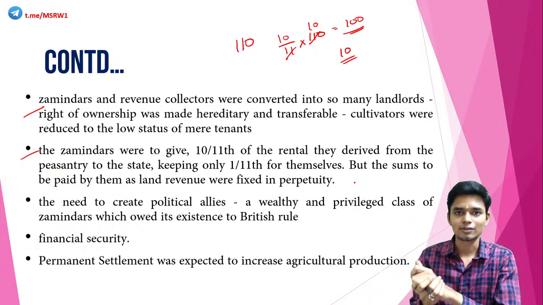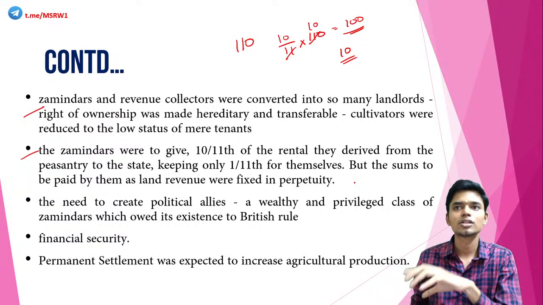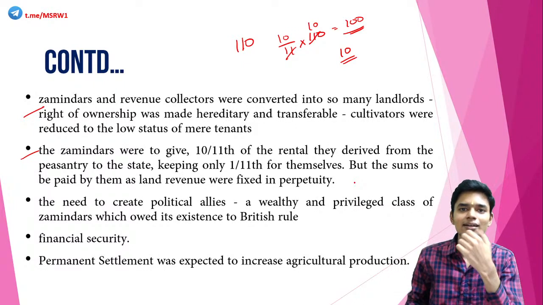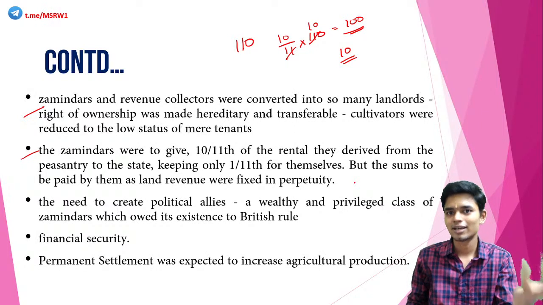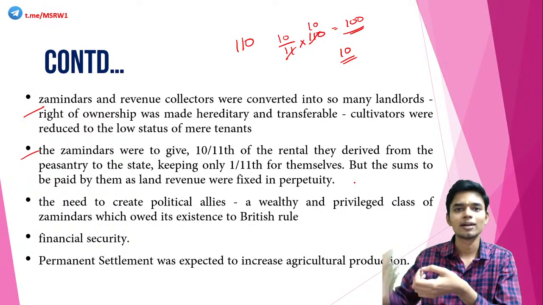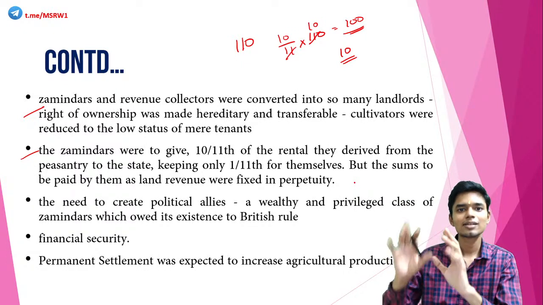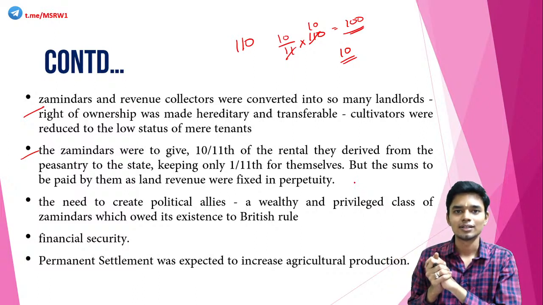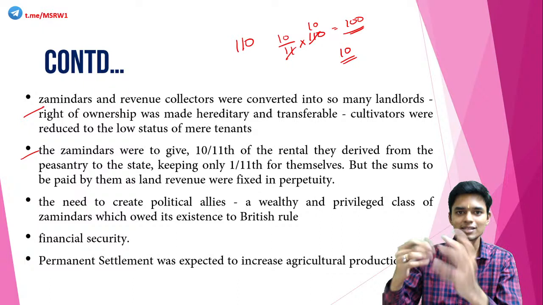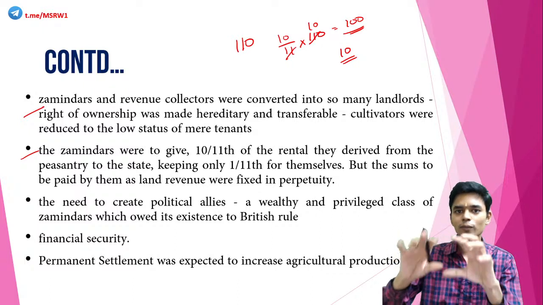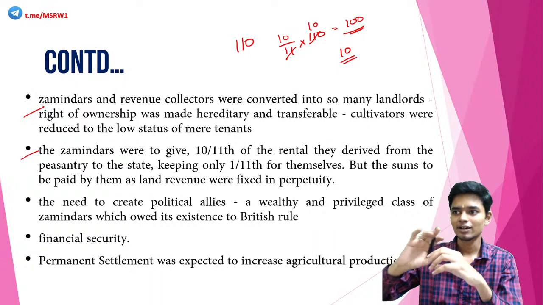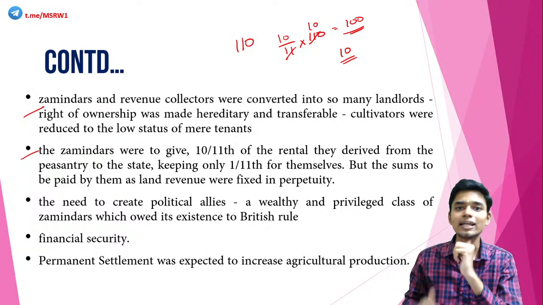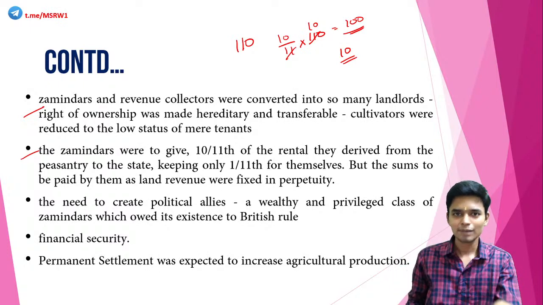Okay, so the problem was that the amount that the zamindar collected was not fixed. The zamindar can collect whatever amount he wants. He can collect 100 rupees, 1000 rupees, 10,000 rupees, whatever he wants. The only fact is that the zamindar has to pay 10 out of 11th to the company and keep 1 out of 11th. Okay, so basically we will see that the permanent settlement system, although in a way it gave a stable income to the English East India Company, actually oppressed and ruined the Indian peasant. Okay, we will come to that in the next slide.